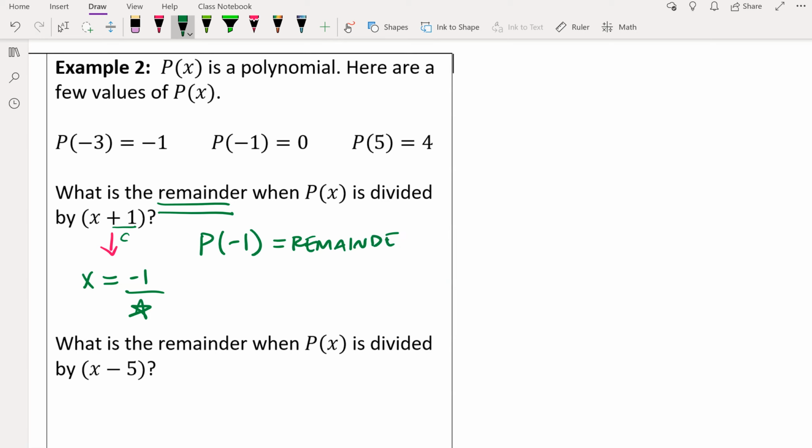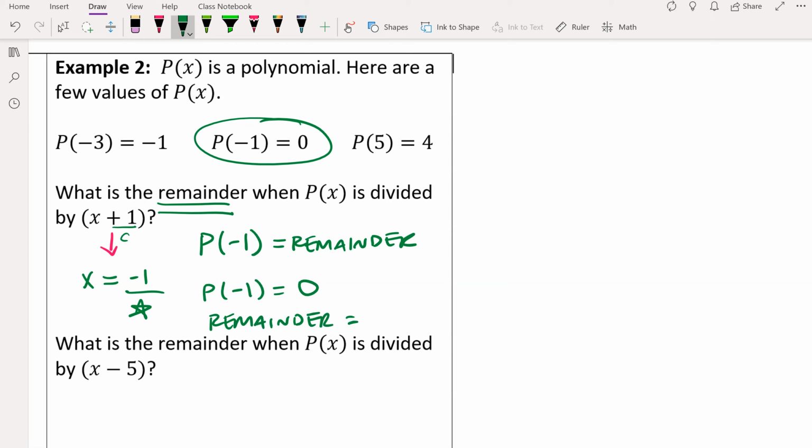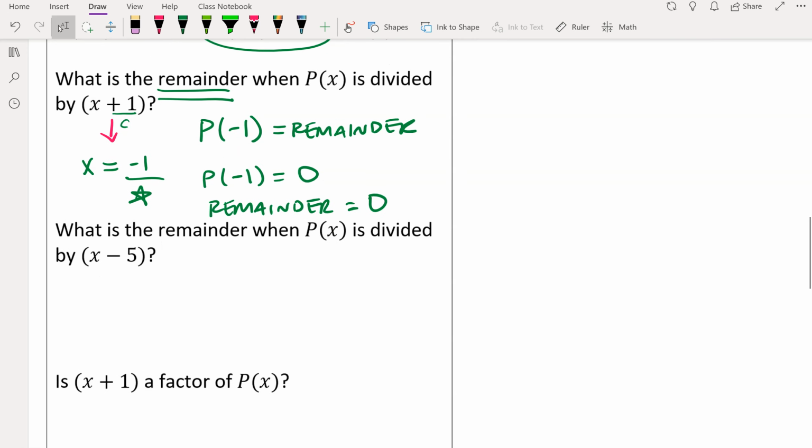Didn't the problem give us p of -1? p of -1 equals 0. So the remainder is 0. Remainder equals 0. This is a lot faster than dividing. If you're looking for the remainder, you don't always have to divide. You can just plug in what x equals for that factor, or plug in the opposite sign.